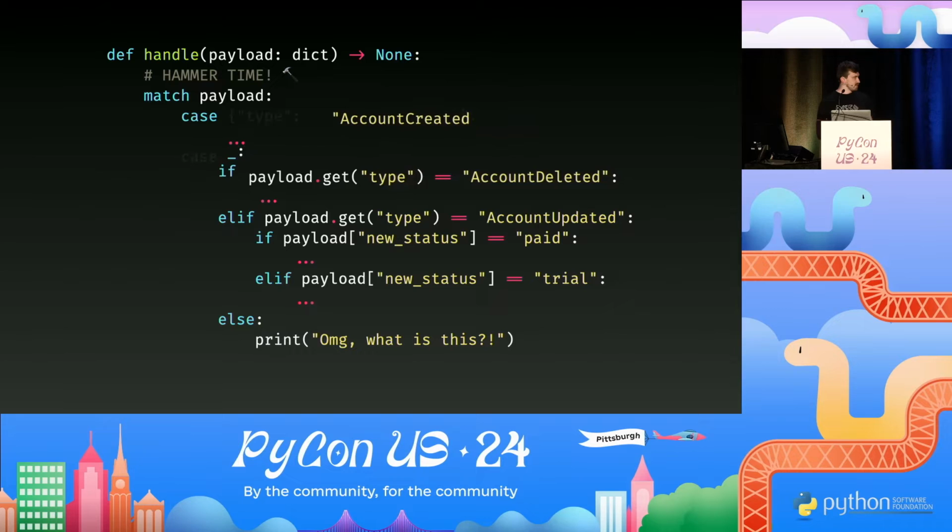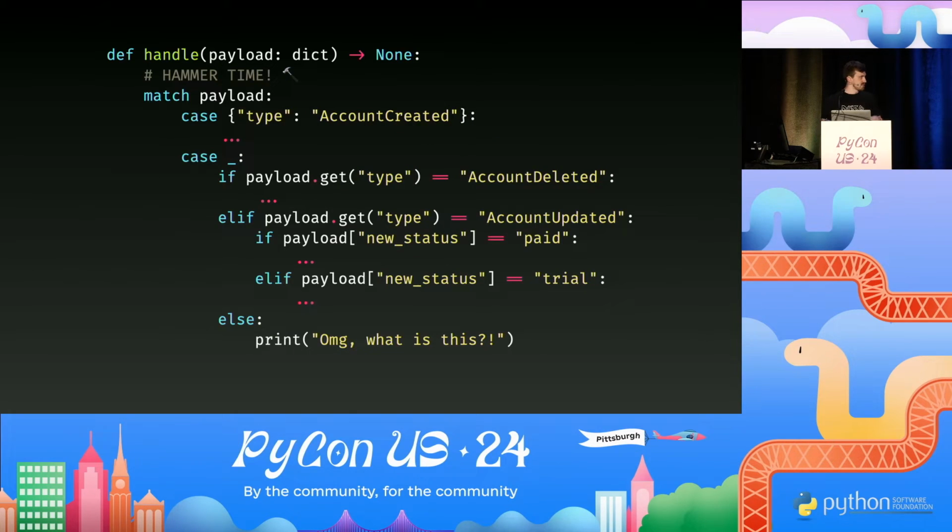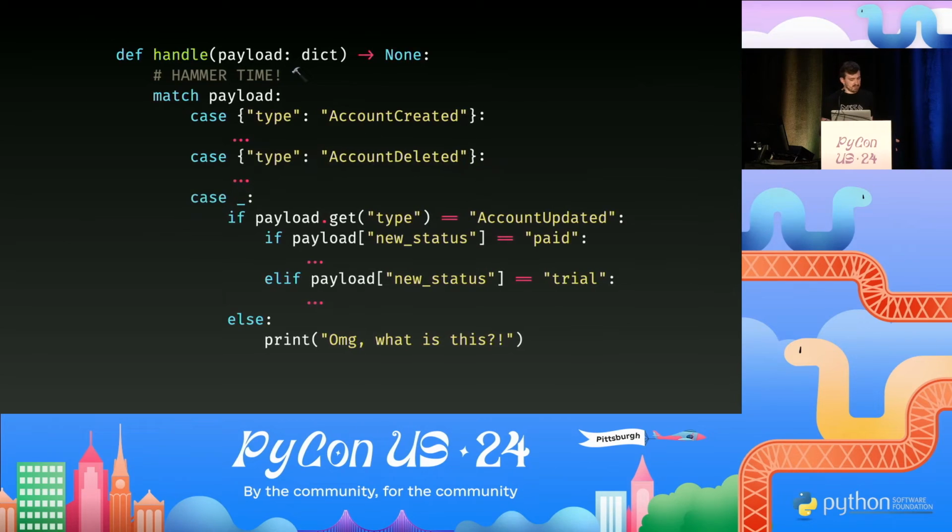Okay, so the first thing we may do, we can change this check for type account created to a pattern that, okay, I expect this will be a dictionary. It will have a key type, and the value will be account created. I'm using literal values, so there is no ambiguity. I can do the same trick with account deleted. There's nothing magic here. It's all the same.